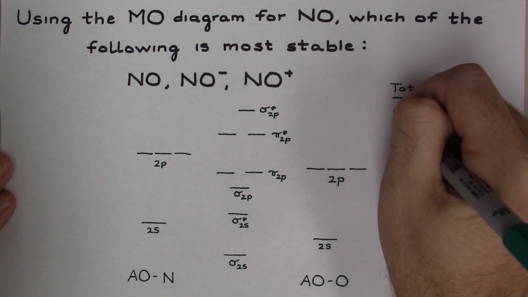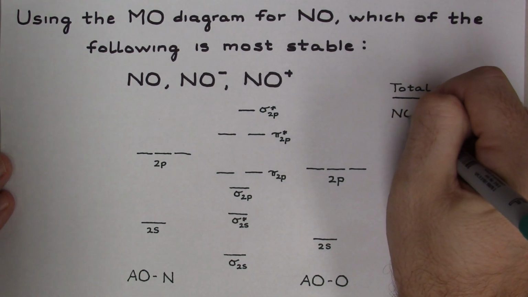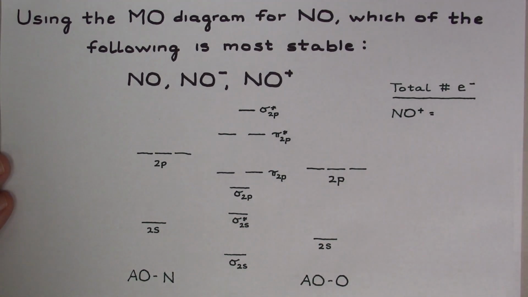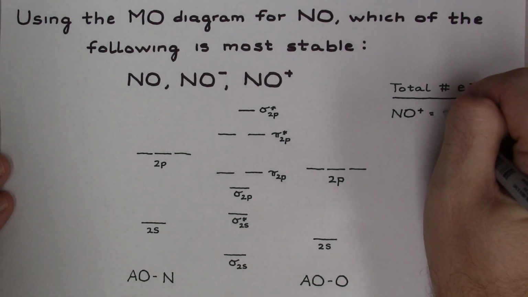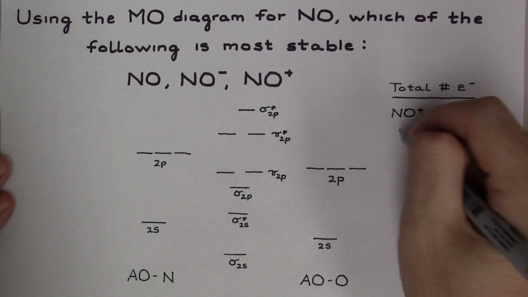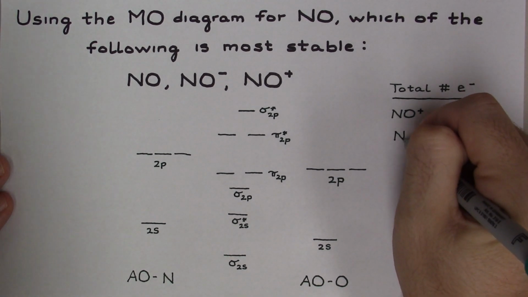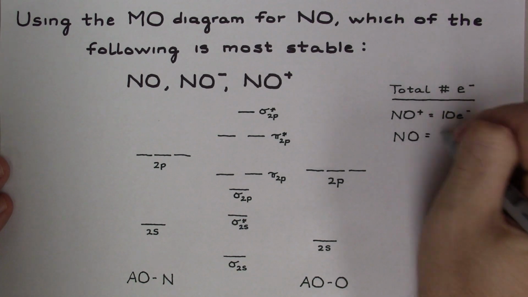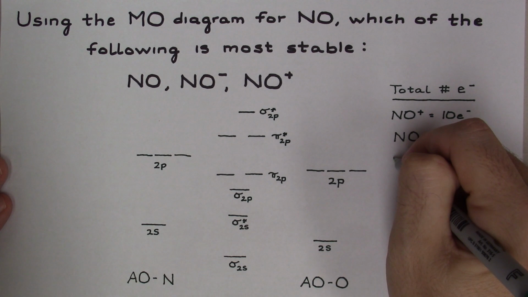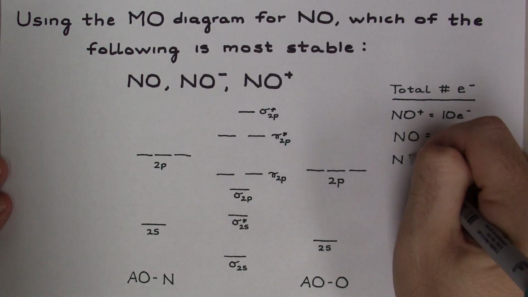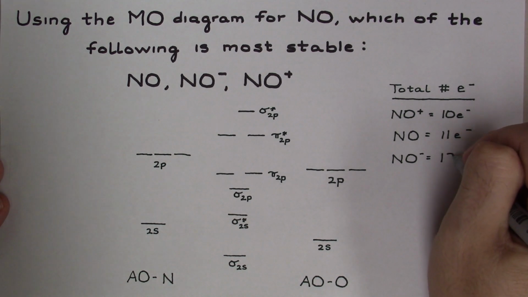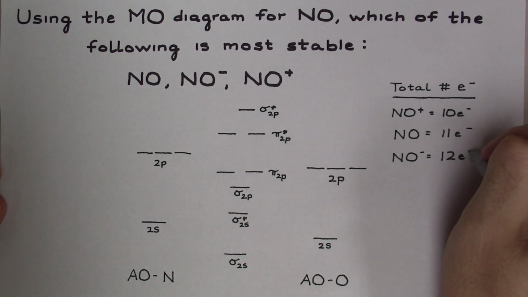Our NO plus is going to have the fewest amount of electrons. This is going to be a total of 10 valence electrons. If I go to nitric oxide, it's going to have one more. So it'll have 11 valence electrons. And finally, NO minus is going to have 12 valence electrons with the final addition of the last electron.